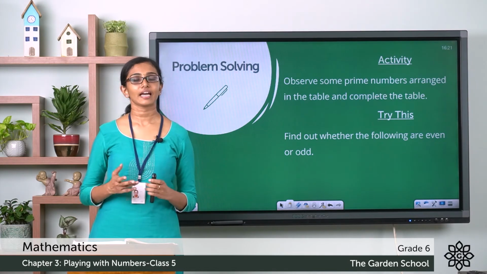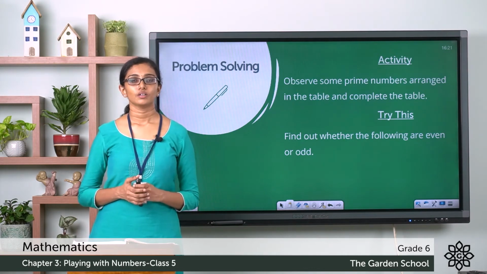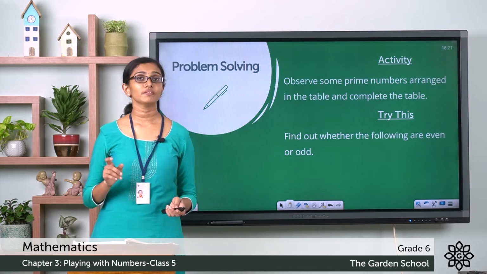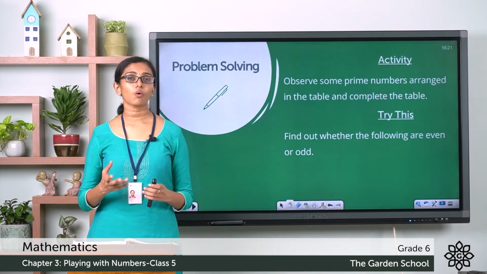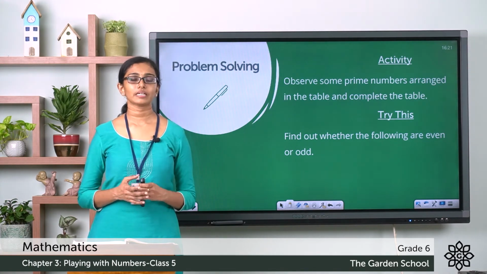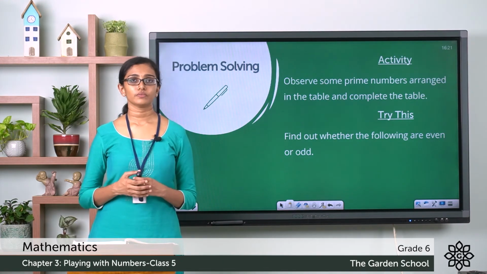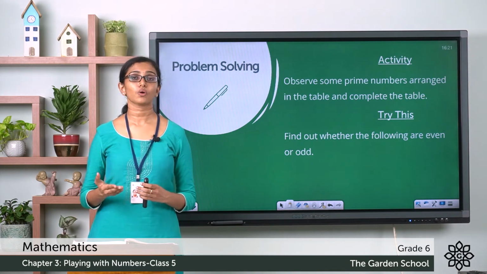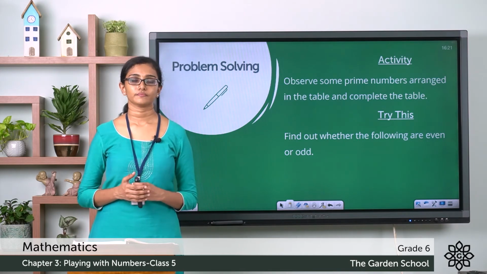But what if you take 3 and 5? 3 plus 5 equals 8. That is even. So, when you add 2 prime numbers, the result can be either even or odd. Then, the next one, the sum of an even number and an odd number. Take any even number, let it be 2, and add it to an odd number, let it be 5. Now, what is 2 plus 5? It is 7. Is that even or odd? 7 is odd. So, when you add an even number and an odd number, the result is odd.